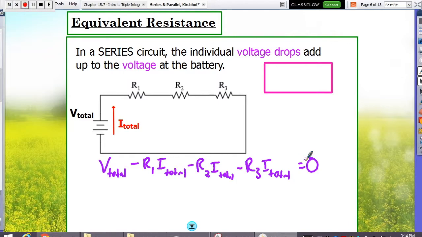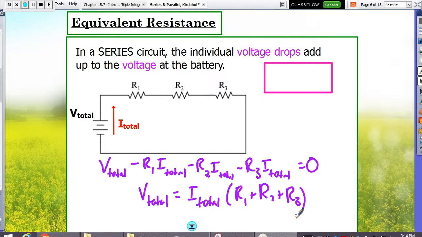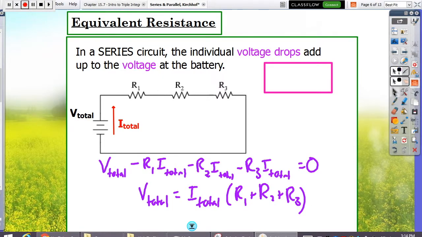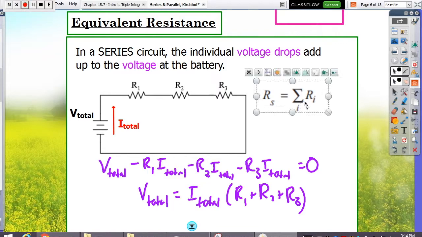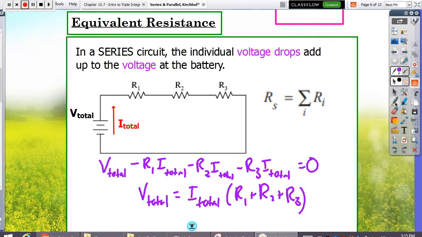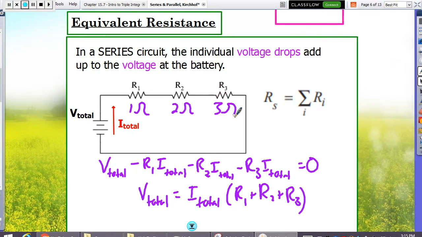So we can rearrange this, and what we get is V total, I'm going to move some stuff over to the other side, equals I total times R1 plus R2 plus R3. So what we find is for a series circuit, our resistances just add up normally. You just add them up. So if this is 1 ohm and 2 ohms and 3 ohms, my total is going to be 6 ohms. That would be my equivalent resistance.